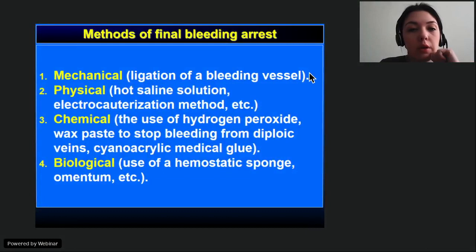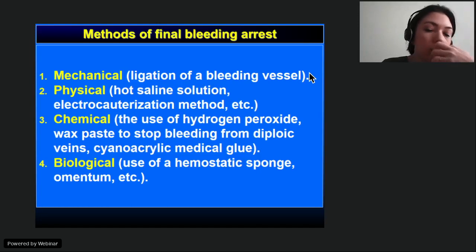So also the other classification of methods of final bleeding arrest. It can be mechanical, this is ligation, suturing, all of these are mechanical methods. Then physical methods, usually applied in capillary bleeding. It's hot saline solution we can use to spasm vessels, electrocauterization method, etc. Then chemical methods, we can use hydrogen peroxide to cause coagulation, also wax paste to stop bleeding from diploic veins in the skull, we'll study it later.